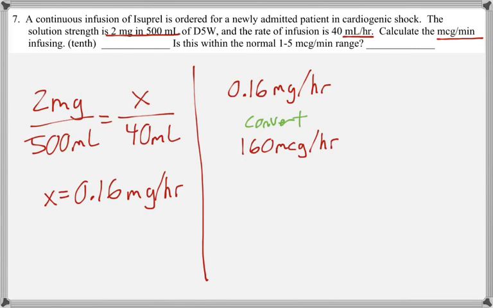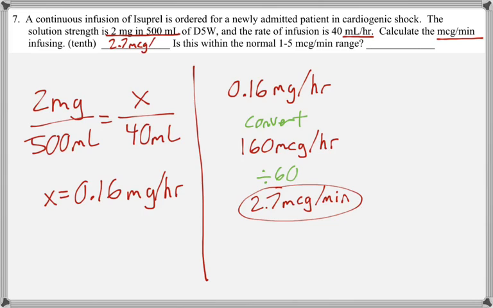And then I need to convert from hours to minutes. So changing the time frame, I'm going to divide by 60. And this number I'm going to round to the nearest tenth. So this is 2.7 mcg per minute. And then lastly, is this within the normal 1 to 5 mcg per minute range? That would be yes.